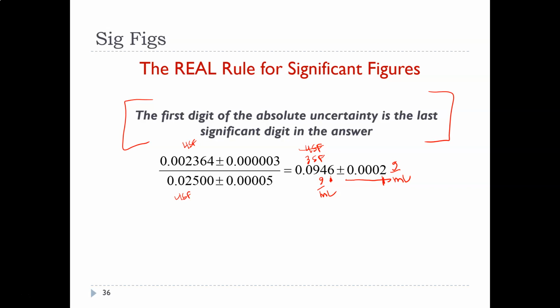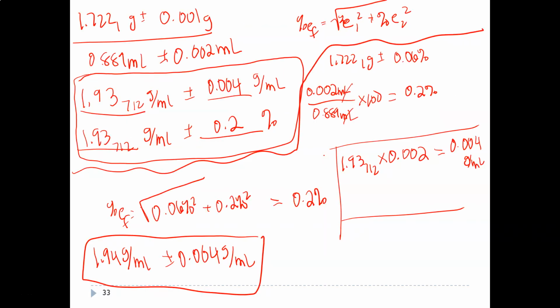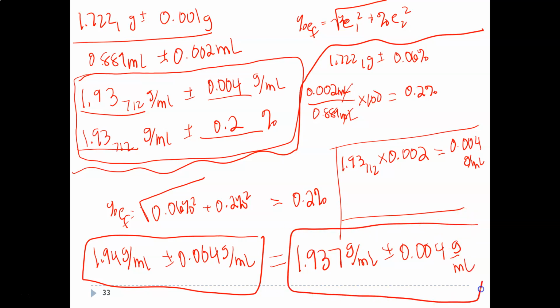So based on this, I'm going to go back to the calculation we just did. There's my answer with its absolute uncertainty. The absolute uncertainty goes to 3 decimal places. So that means my final answer really needs to go to 3 decimal places as well. So what it really should be is 1.937 gram per milliliter plus or minus 0.004 gram per milliliter would be my actual final answer.